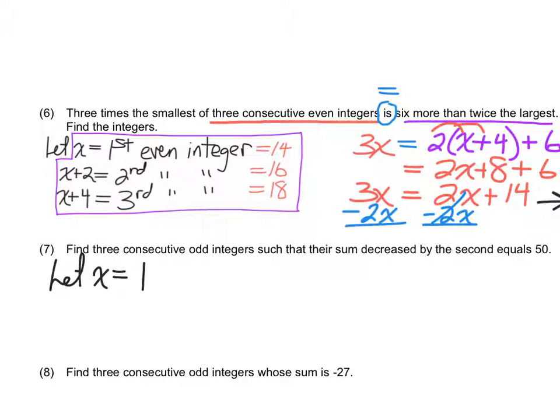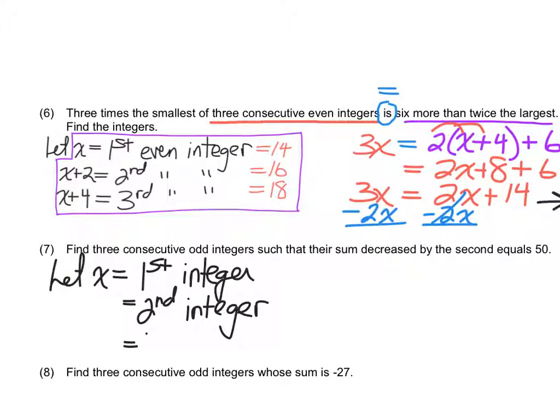So let x equal the first odd integer, but we'll just say integer. Now, the second one, what's the spacing between odd integers? How many units of space? Still two. So we're doing x plus 2 and x plus 4.